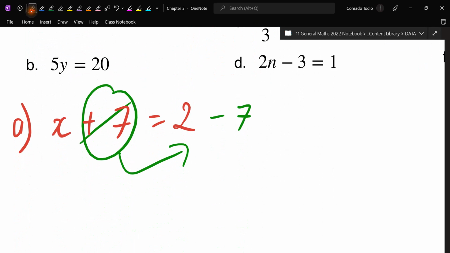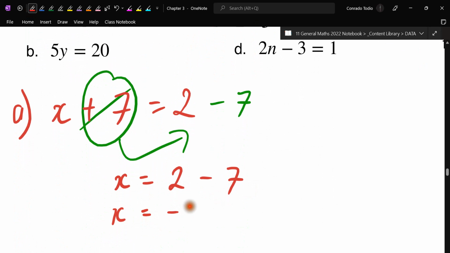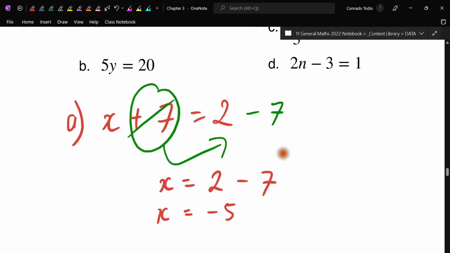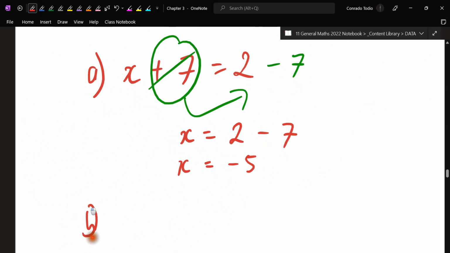So when you try and solve this now, x equals 2 minus 7. 2 minus 7 is negative 5. So there's your answer. That's how we show your working out for this. Okay, let's try another one. Let's try B. 5y equals 20.